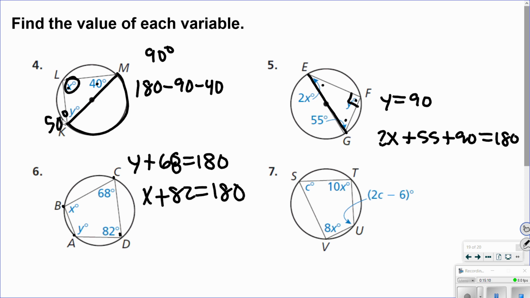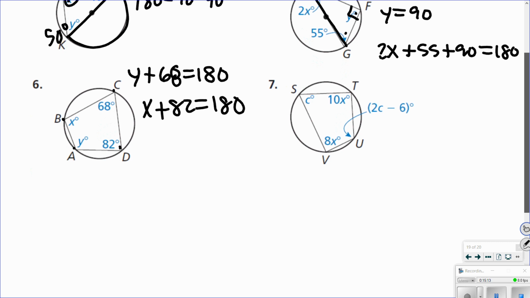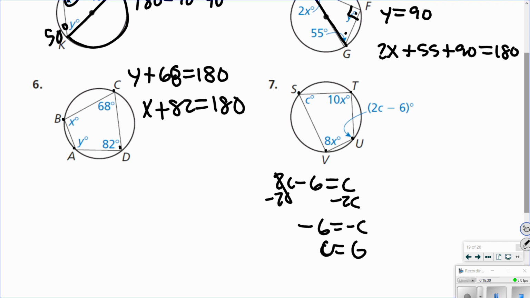Okay, number 7. Again, this is an inscribed quadrilateral. Opposite angles have to be congruent, so those two are congruent. 2c minus 6 equals c. So if I subtract the 2c over, negative 6 equals negative c, divided by negative 1. Oops, sorry, it's supposed to be c equals 6. These also have to be supplementary, they're opposite angles. So 8x has to equal 10x, and you would solve that equation from there to find your solution.